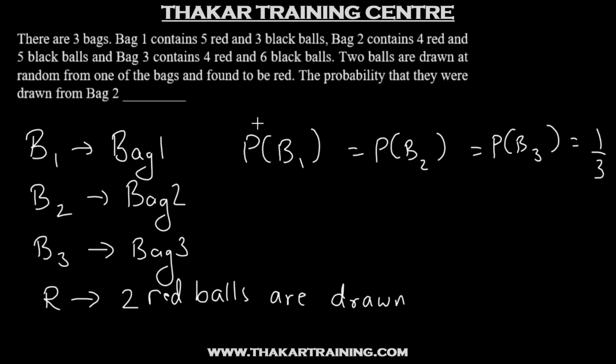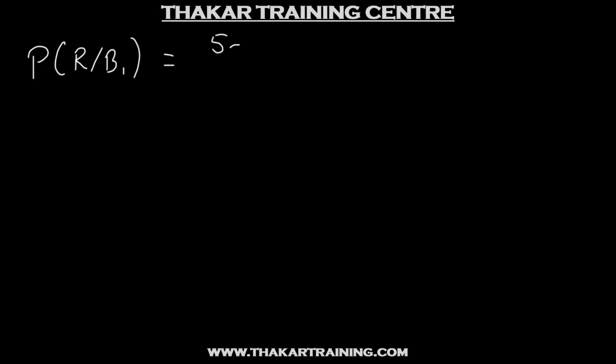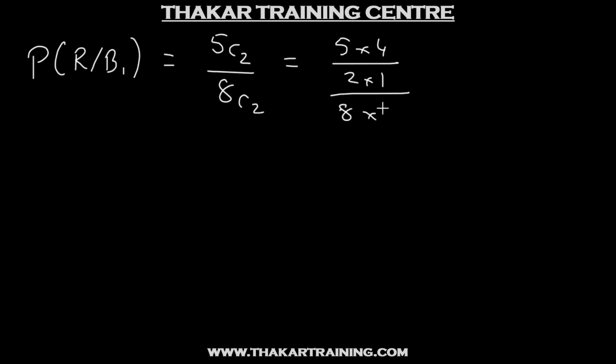So first, probability that the two red balls are drawn from bag 1. So bag 1 contains 5 red and 3 black balls. So there are total of 8 balls. So the sample space size will be 8C2. We are drawing 2 balls from 8. And the favorable event is drawing 2 red balls out of 5. So the favorable event size will be 5C2. So the required probability will be 5C2 upon 8C2. So this is going to be 5 into 4, 5 by 14.